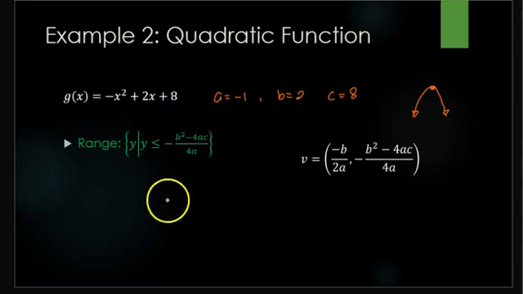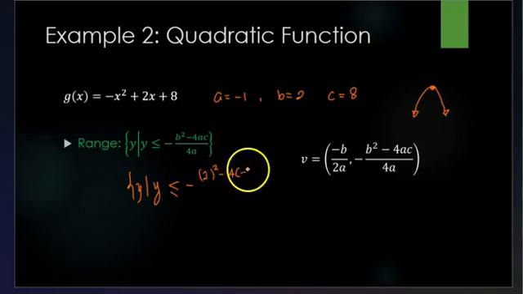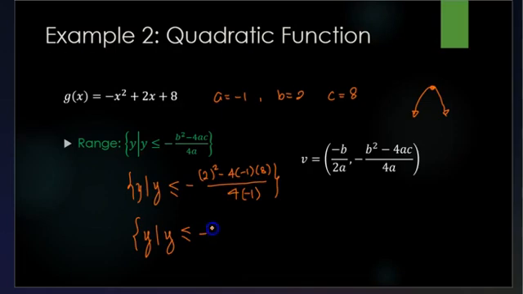So how do we solve for this? We just substitute the values again: negative (b squared minus 4ac) over 4 times a. So we're just going to simplify this expression here. We have 4 plus 32, so that's 36 over -4. That means your range is less than or equal to 9.